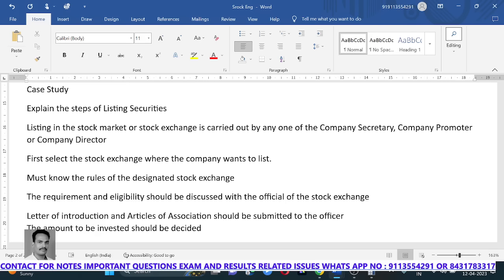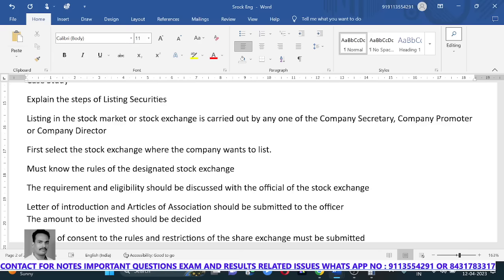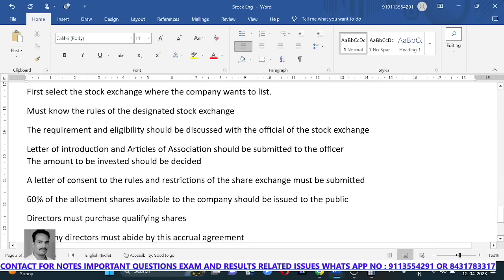Next step, the requirement and eligibility should be discussed with the official of the stock exchange. Whichever stock exchange they select, they have to discuss the obligations and eligibility requirements with officials. Then letter of introduction and articles of association should be submitted to the officer. So the step: letter of introduction and articles of association should be submitted to the stock exchange officer.